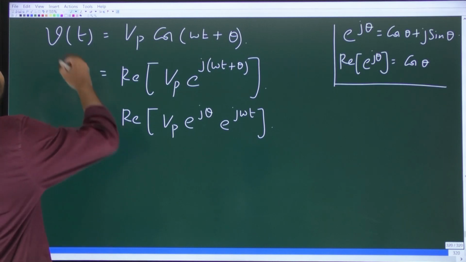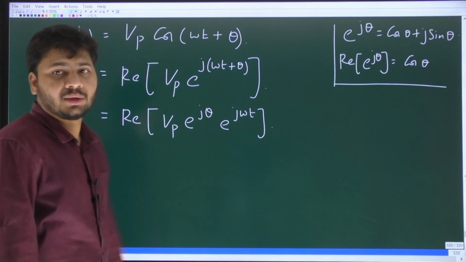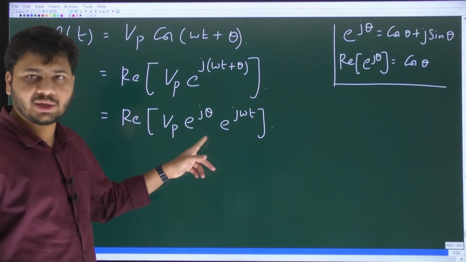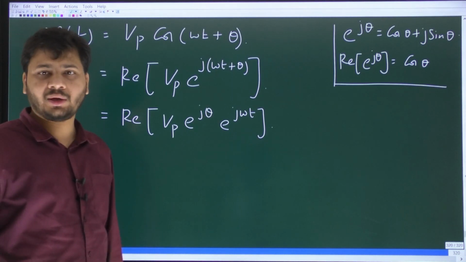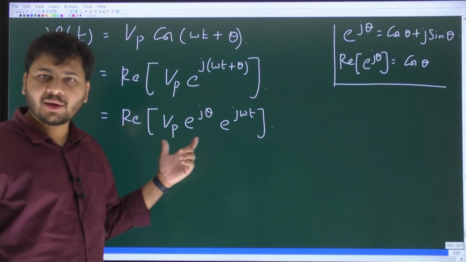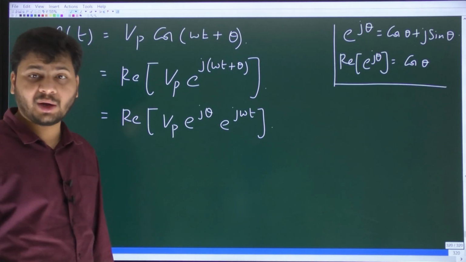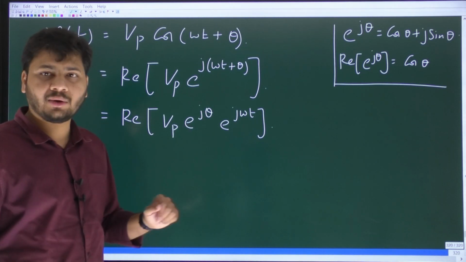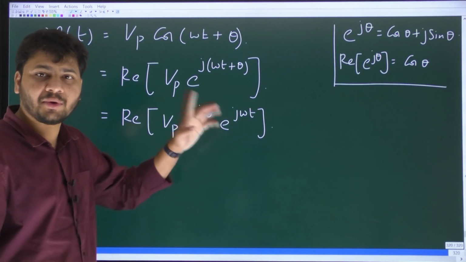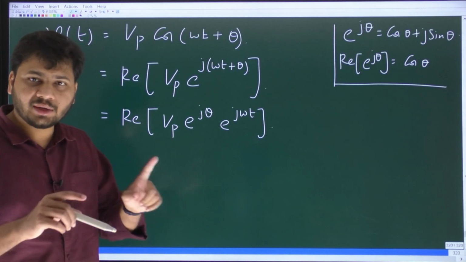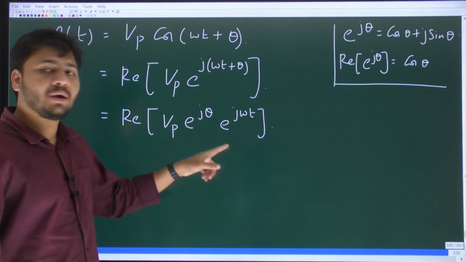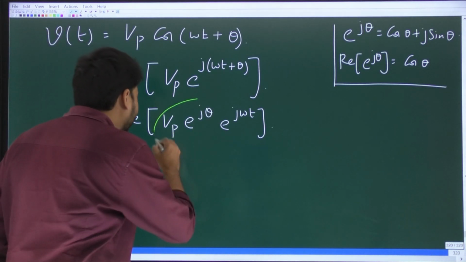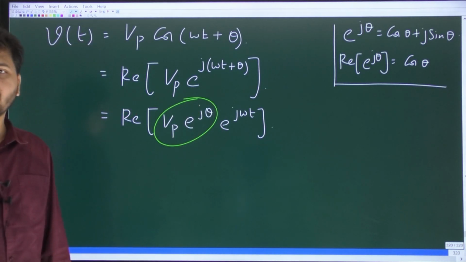Now inside the argument of the real part, we have Vp times e power j theta times e power j omega t. Now what is that multiplying factor of e power j omega t? Is it not Vp e power j theta? Inside the argument of the real part, the multiplying factor of e power j omega t is Vp e power j theta.